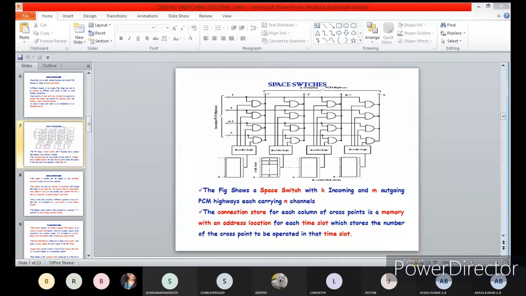Coming to space switching: see the connection made between the incoming and outgoing PCM highways. Observe in the block diagram that there are incoming and outgoing PCM highways. The connections between them are made by means of a cross point. How do we make the connection? These two make the cross point, which can be made using time division or space division.